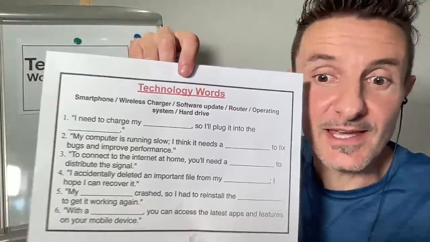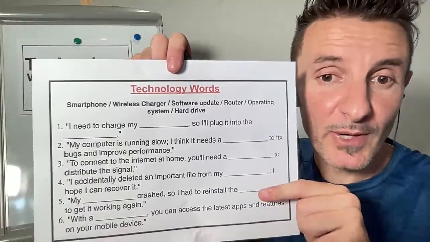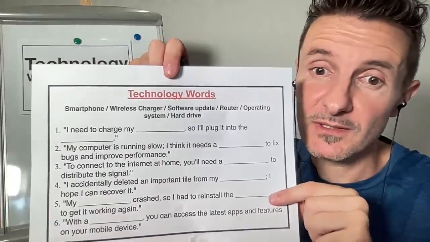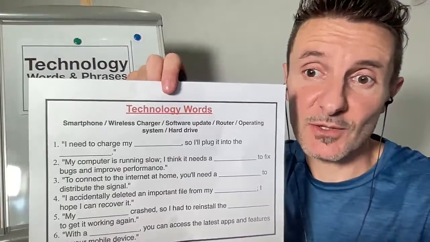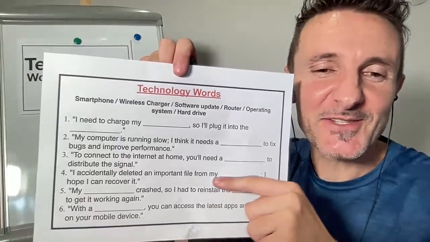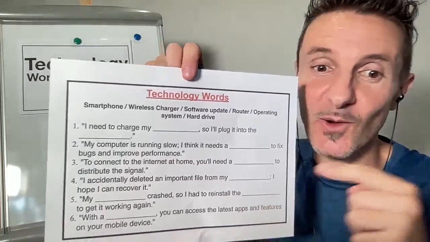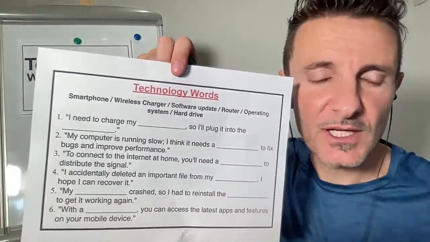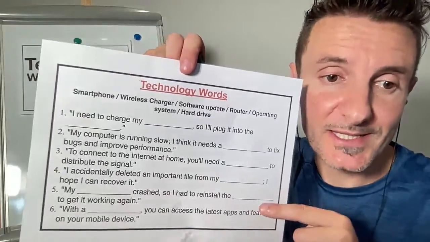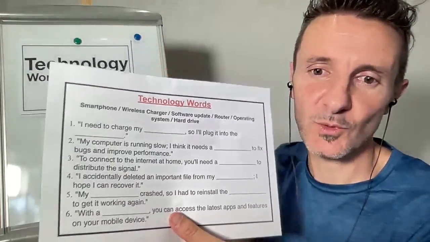All right, yes, your operating system can crash. So my operating system crashed. So I need to reinstall, actually, the first one, the operating system doesn't crash. Sorry, yes, the operating system crashes, sorry. And then the software update is what you need to get it working again. Okay, so you could use operating system again. You could say, my operating system crashed, so I had to reinstall the operating system to get it working again. You could use the same word twice. That would be correct. You guys would be correct.